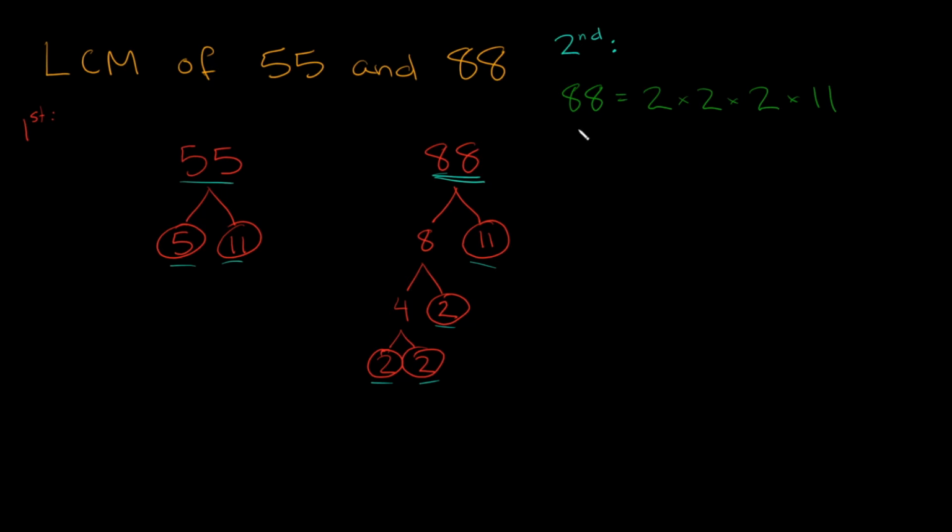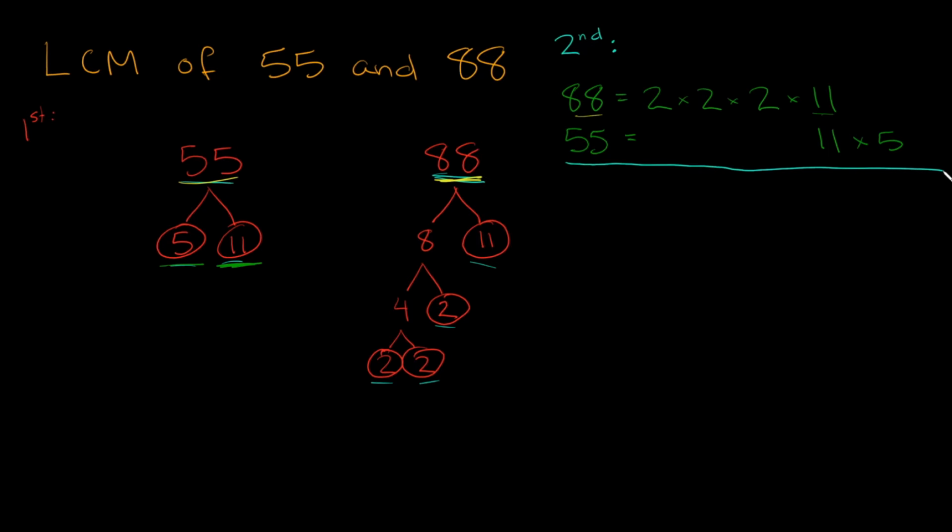Okay, and now the second one I'm gonna have is 55 is equal to, so I have 5 and 11. I can't match up 5 with anything here, but I can match up this 11 with this 11 right here, right? So I'm gonna put 11 right there. And then, like I said, I can't match up 5 with anything, so I'm just gonna stick it at the end by itself. Okay, so that was our second step.